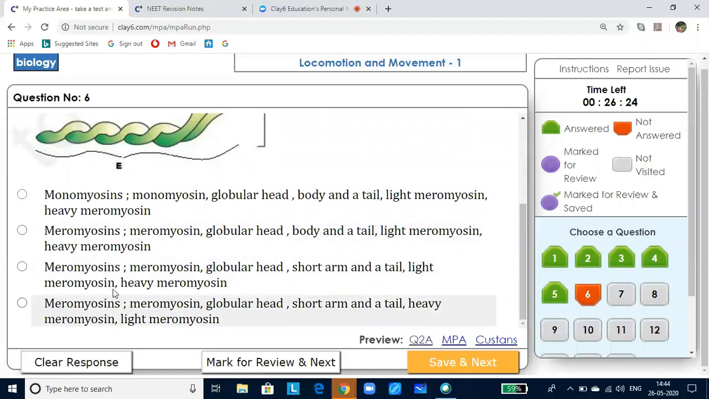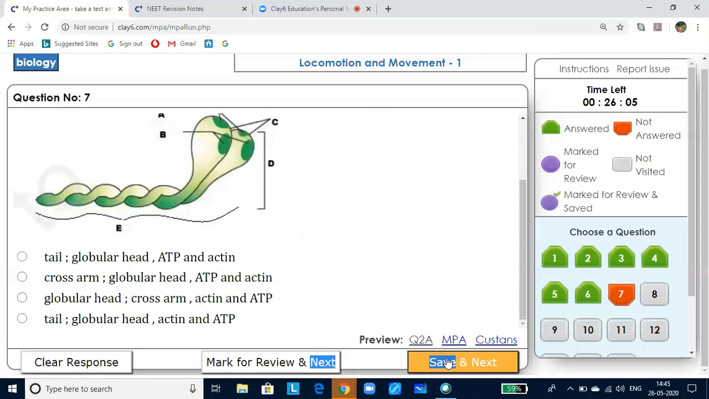Then meromyosin, this is also repeating. Globular head. Now you have a short arm and a tail. First one will be heavy meromyosin and the second one is the light meromyosin. So meromyosin, globular head, short arm and a tail, heavy meromyosin and light meromyosin.